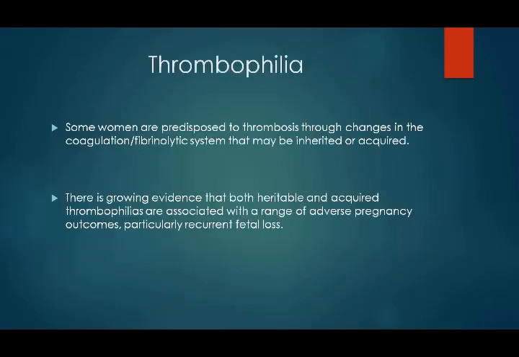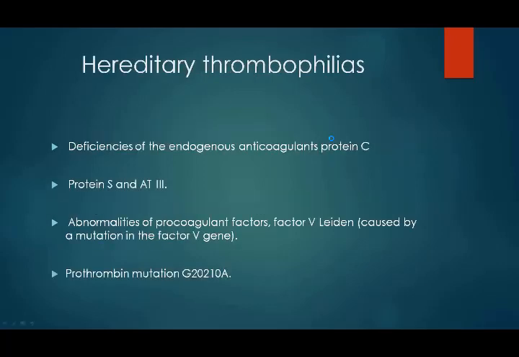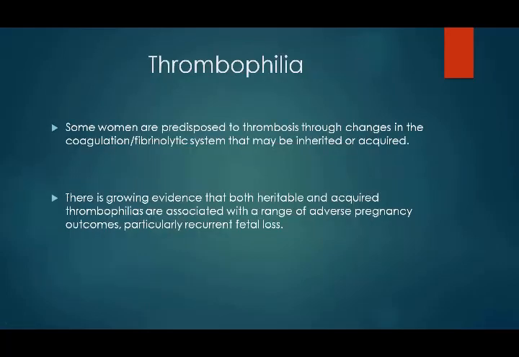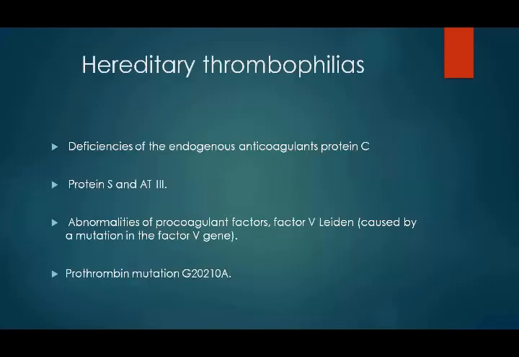Now, coming to the thrombophilias, the hereditary ones, some women are predisposed to thrombosis through changes in the coagulation and fibrinolytic system that may be inherited or acquired. So it is not only the pregnancy itself, it is the inherited or acquired thrombophilias which further increase the risk. There is growing evidence that both heritable and acquired thrombophilias are associated with a range of adverse pregnancy outcomes, particularly recurrent fetal loss as well. So not only for the mother, but patients with thrombophilia also have a higher risk of recurrent fetal loss and miscarriages.